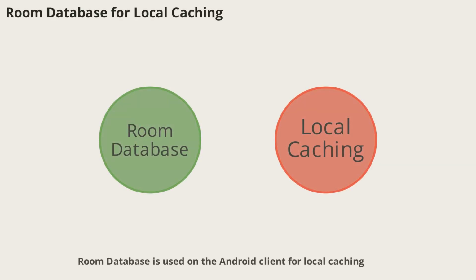Room database is used on the Android client for local caching. This allows the app to store data offline and synchronize updates in the background. By caching frequently accessed information, Room database improves app responsiveness and reduces network dependency.